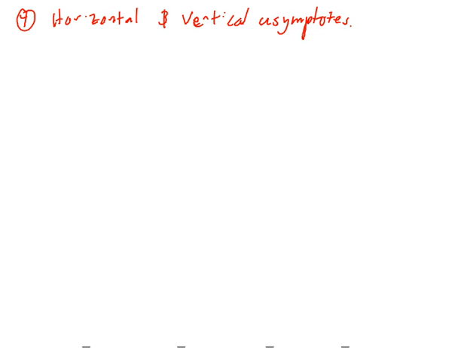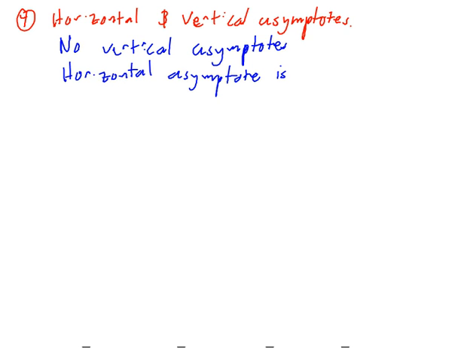Okay, now for horizontal and vertical asymptotes. For a rational function, we'd have vertical asymptotes for any value which would make the denominator 0 but not the numerator. But as we mentioned before, the denominator is never going to be 0 for this one, so there are no vertical asymptotes. Now for our horizontal asymptote, because the degree of the denominator is larger than the degree of the numerator, our horizontal asymptote is the x-axis, the horizontal line y equals 0.